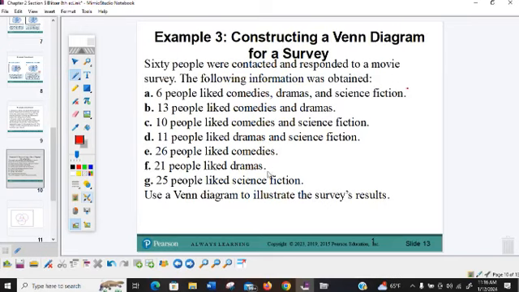All right, in this example, we're going to construct a Venn diagram. Now, this one's a little different because it's going to have three circles, so it's a little bit trickier. But again, you want to start in the middle. So let's look at it.